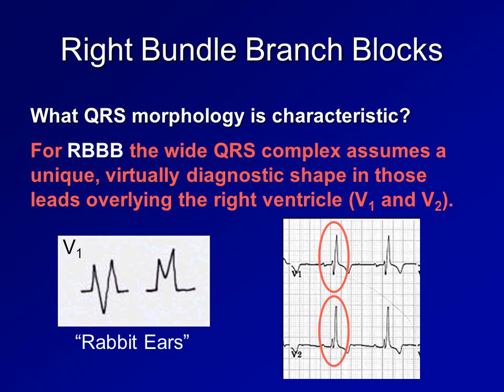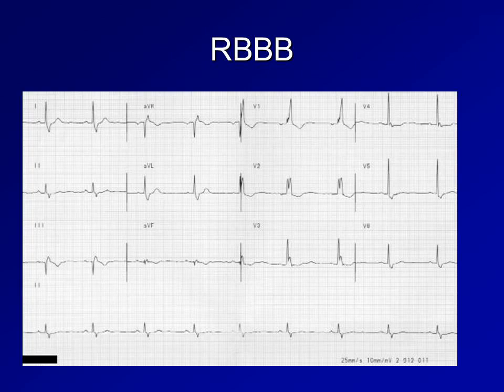Right bundle branch block. What QRS morphology is characteristic? For RBBB the wide QRS complex assumes a unique, virtually diagnostic shape in those leads overlying the right ventricle, V1 and V2. Rabbit ears in V1.